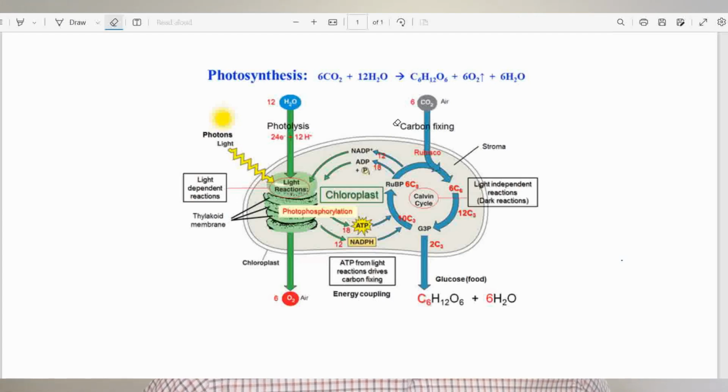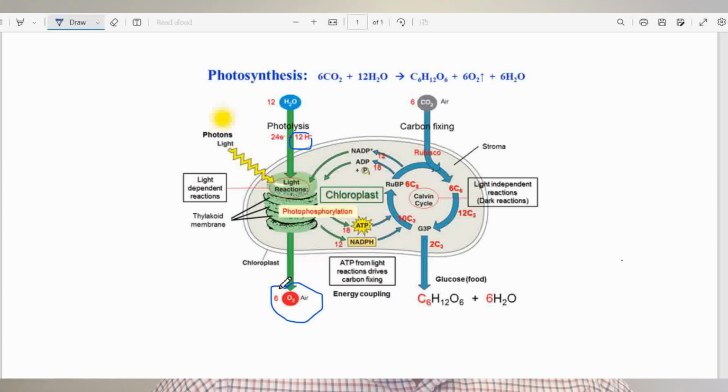Alright, so what happens in the light stage of photosynthesis is that water is split to produce hydrogen by a process called photolysis. Now, when water is split, the hydrogen ion that is produced goes into the thylakoid, and a process called photophosphorylation takes place. In this process of photophosphorylation, ATP is produced and NADPH is produced. The end product of the light stage of photosynthesis is oxygen, which is released back into the atmosphere.